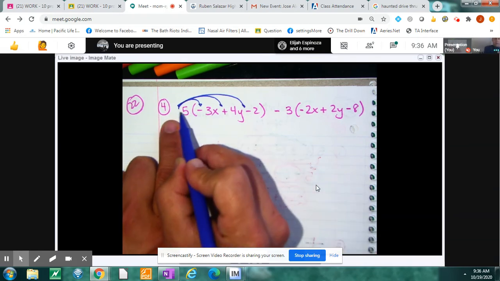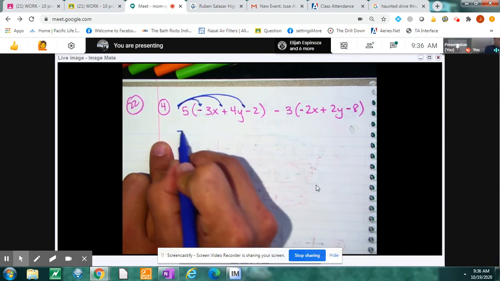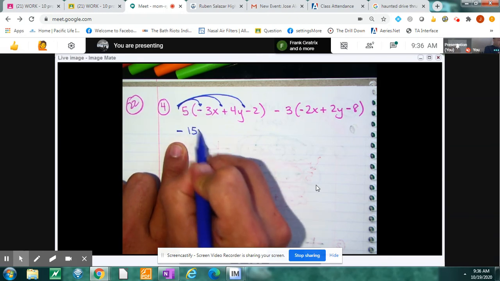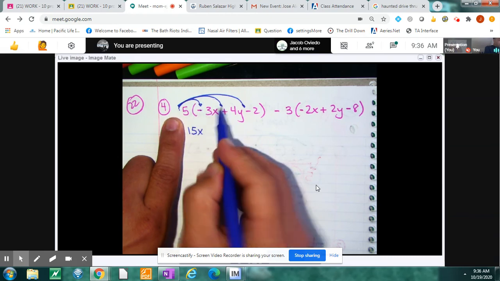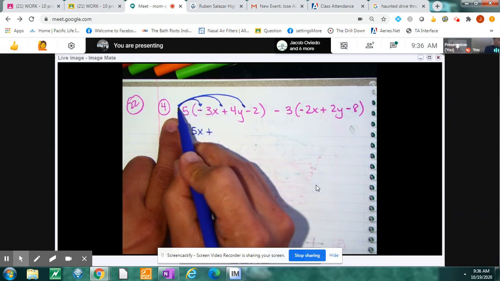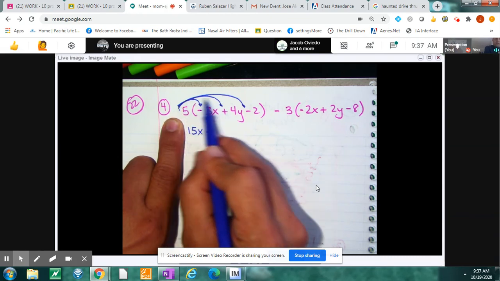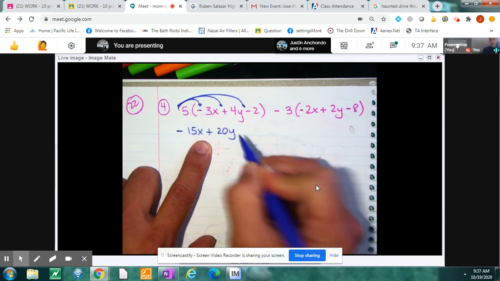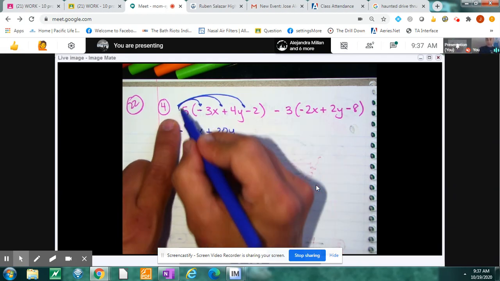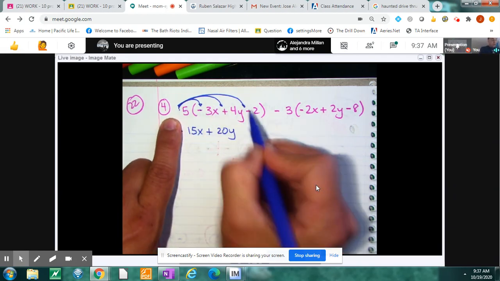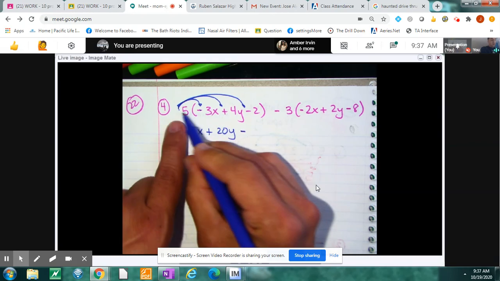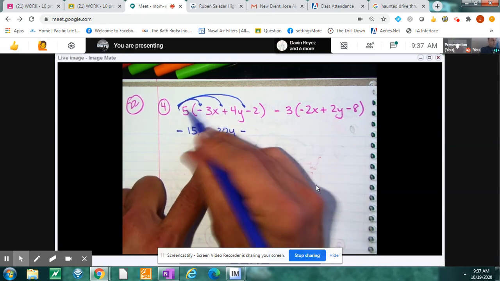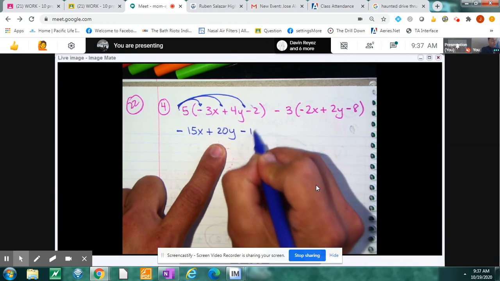So here we go. Let's do the first one. So positive times negative is negative. 5 times 3x is 15x. Positive times positive is positive. 5 times 4y is 20. And then positive times negative is negative. See, it stays the same. Whenever you multiply by a positive, the sign stays the same. And then 5 times 2 is 10.